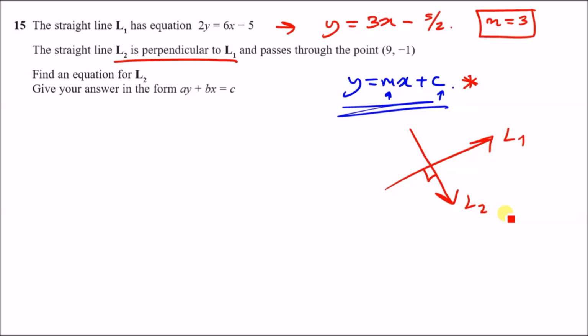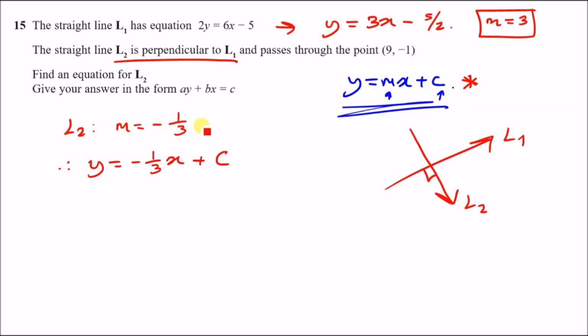So with perpendicular lines, this has an impact on the gradient. If the gradient in this case is 3 for L1, that means the L2 gradient is going to be its inverse negative reciprocal. So it's going to be minus 1 over 3. So you flip it upside down, 3 becomes 1 over 3, and you change the positive sign to a negative sign. So immediately we know that the equation of a line for L2 is y equals minus a third x plus some unknown c, which we need to figure out, yeah?